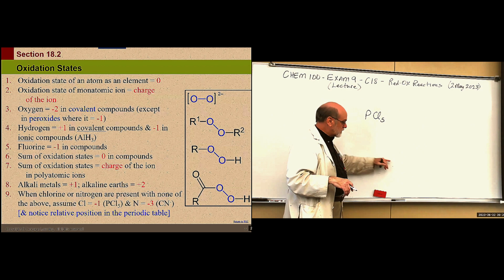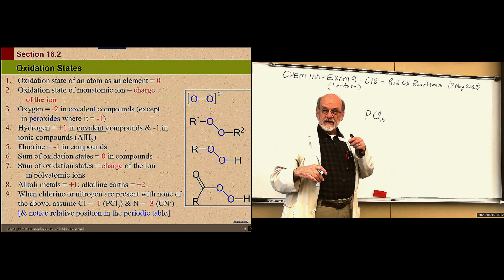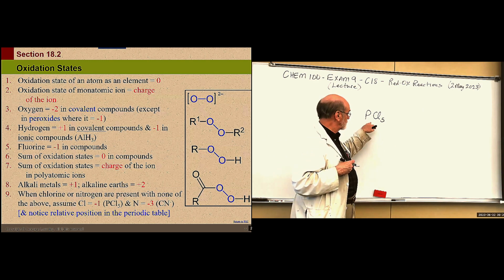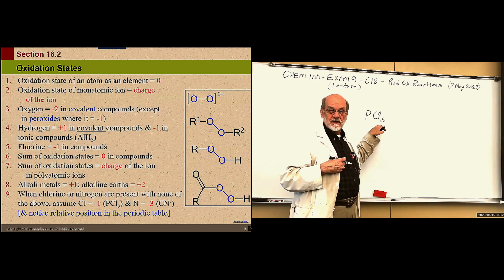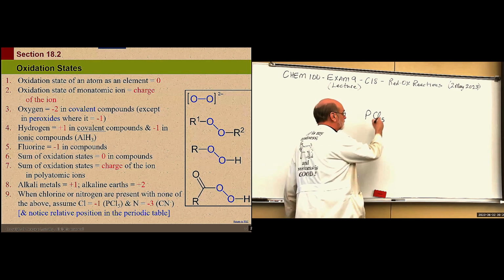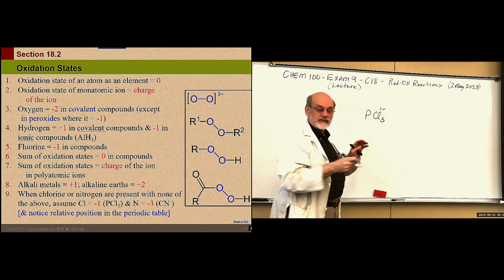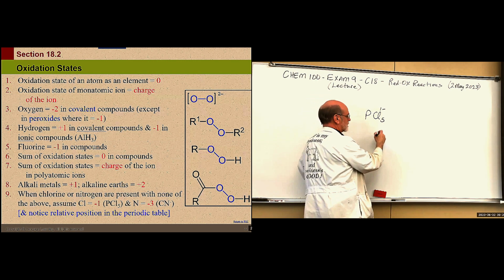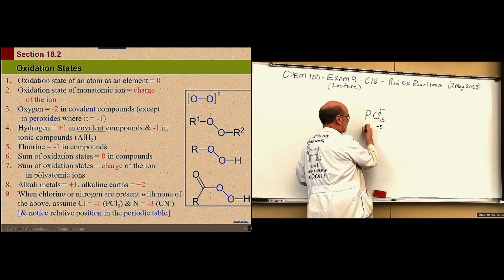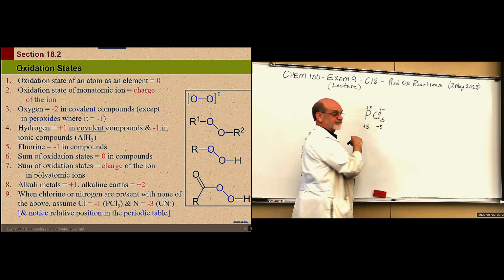Right. So what we do is we assign when chlorine is in a covalent compound with another nonmetal like this, then chlorine is assigned automatically a minus one. Okay. That makes it possible to calculate the phosphorus. Right, because 5 times minus 1 is minus 5. That means this one phosphorus has to be a plus 5.